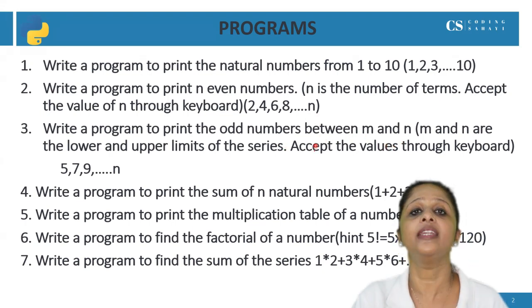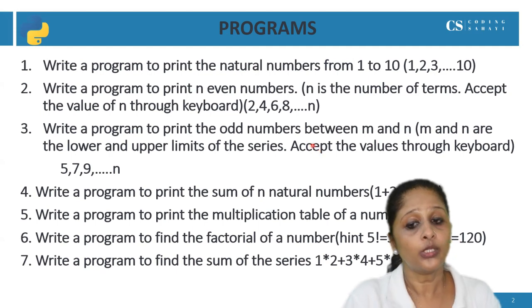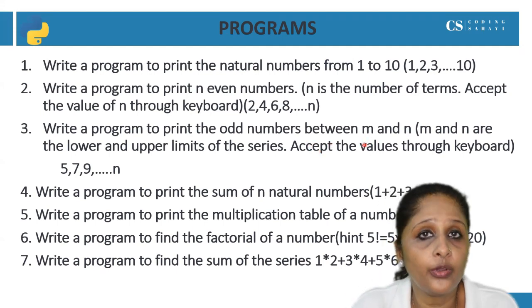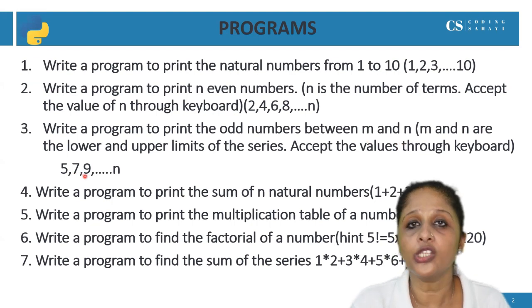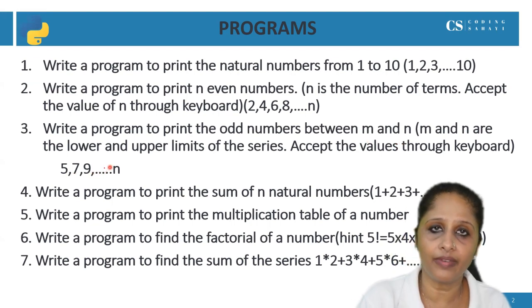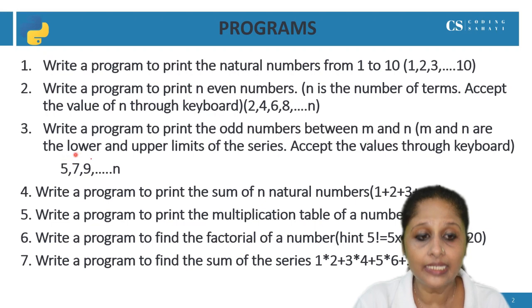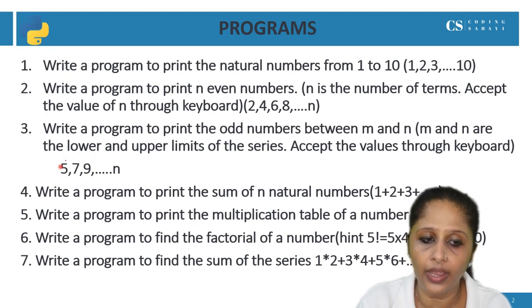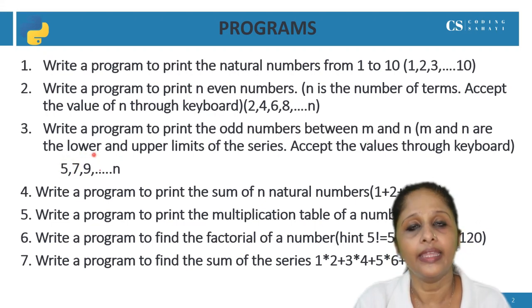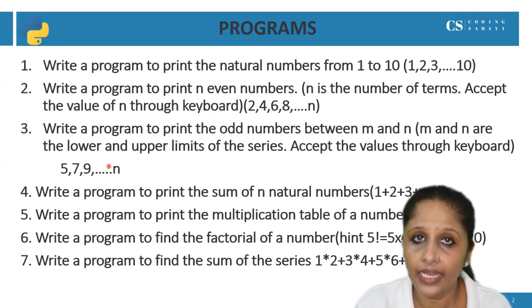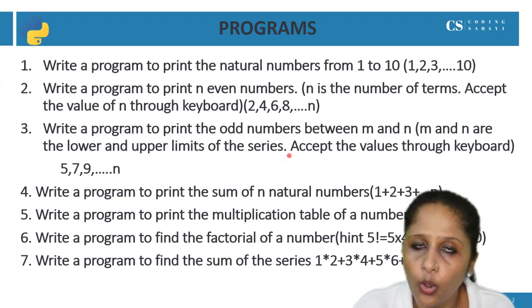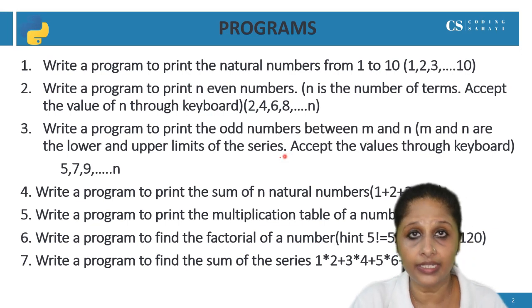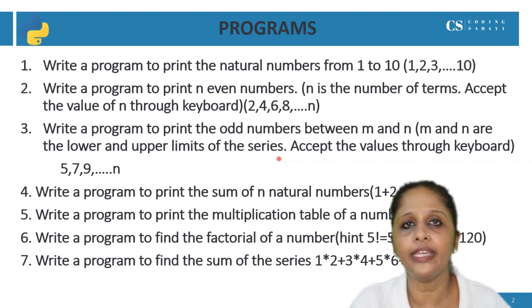For example, if it is from 100 to 200. So here what are the values we have to accept from the user? It is m and n. What is the logic for this one? Here the step value is 2 because it is incrementing by 2. If it is 5, then the next number is 7, then 9, like that it is incrementing by 2. Okay, so the logic for the even numbers and the odd numbers is the same. That is, the step value is incrementing by 2 and we are printing the values.